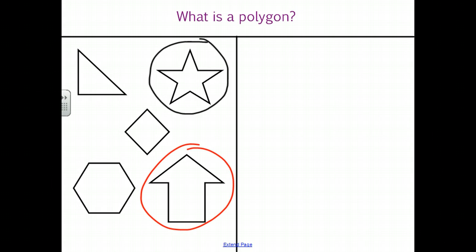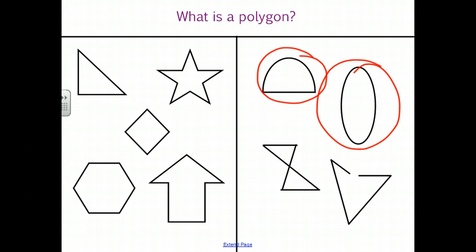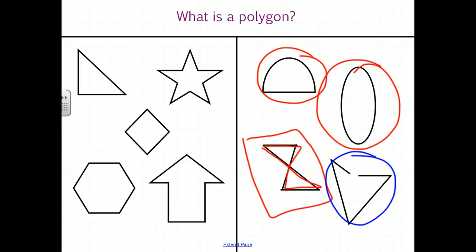So now with all of these in mind, let's take a look at some things that are not polygons. This half circle is not a polygon, neither is this oval. And they share the same reason for not being a polygon. This hourglass looking thing here is not a polygon. As you can see, the sides cross. It's like someone drew a very cornered figure eight. And this little arrow here is also not a polygon.